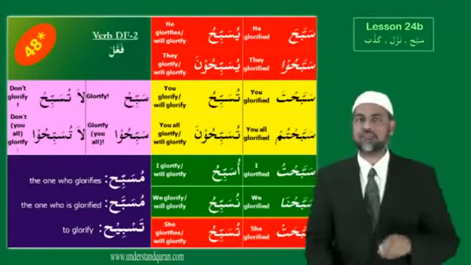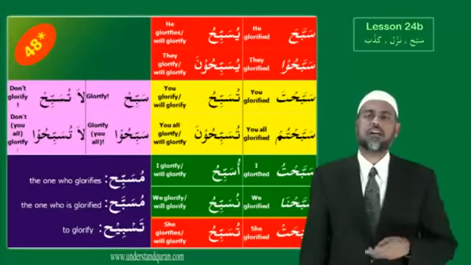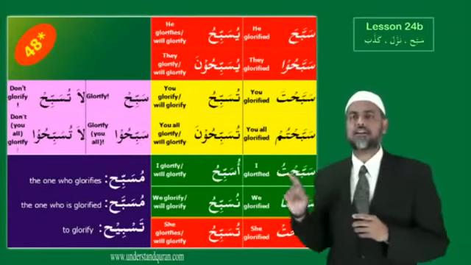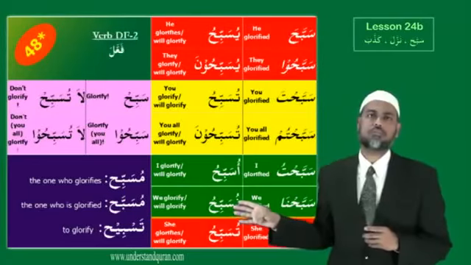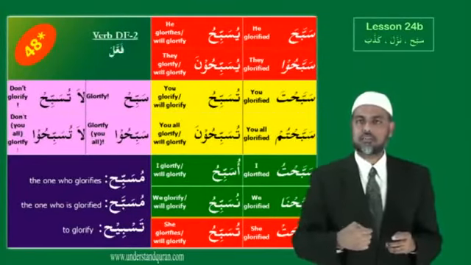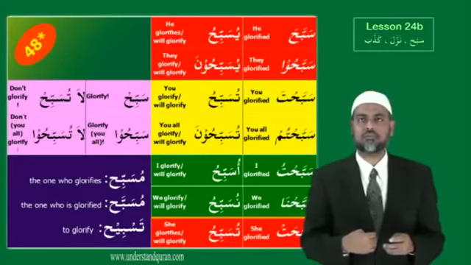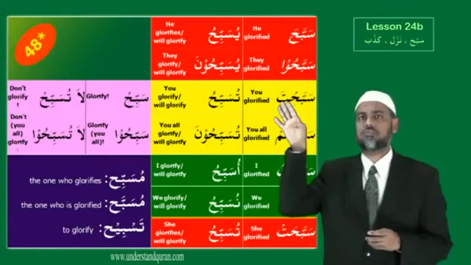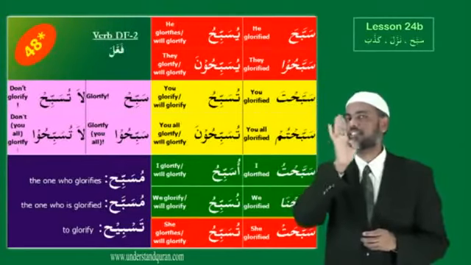Huwa yusabbihu, hiya tusabbihu. MashaAllah. Can you repeat after me in Arabic, thinking what you're saying? Sabbaha, sabbahu. Sabbahta, sabbahtum. Sabbahtu, sabbahna. Yusabbihu, yusabbihuna. And this is another important thing to note.